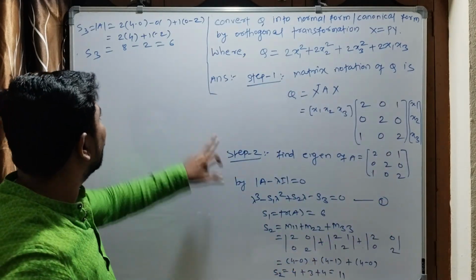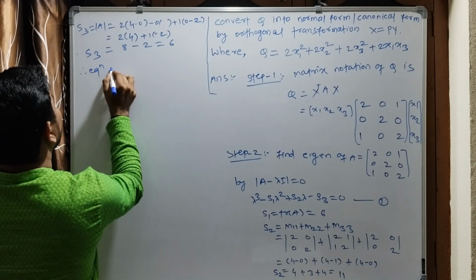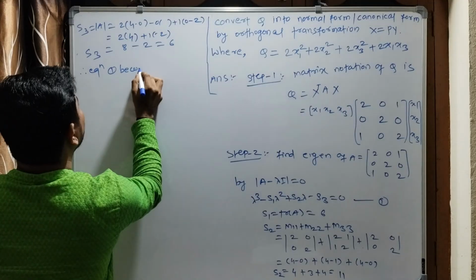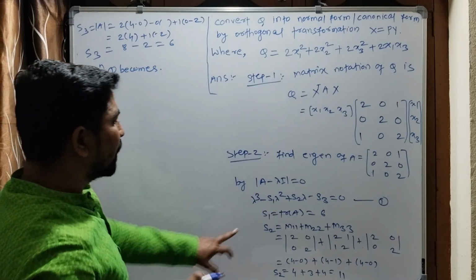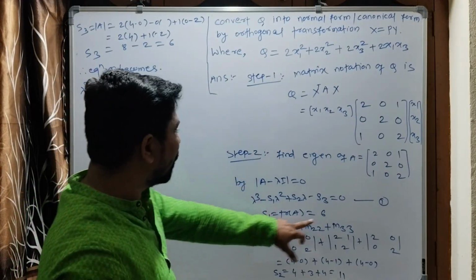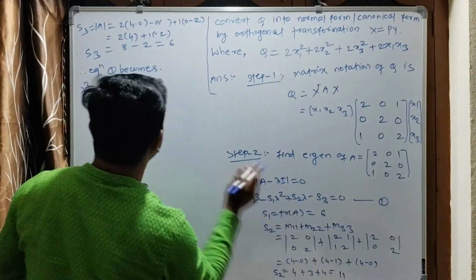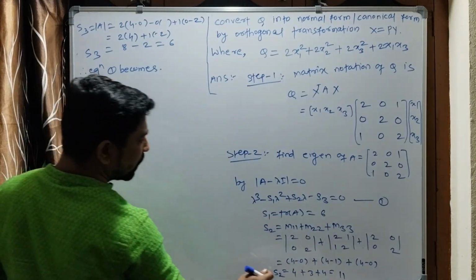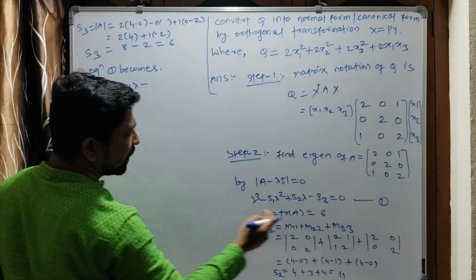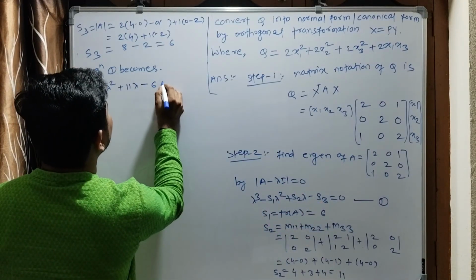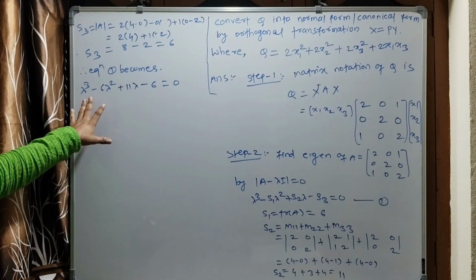Now put the values of S1, S2 and S3 in equation 1. Therefore equation 1 becomes lambda cubed minus S1 lambda squared, where the value of S1 is 6, plus S2 lambda, where the value of S2 is 11, minus S3, where the value of S3 is 6, equal to 0. Now we have to find the roots of this equation in terms of lambda.